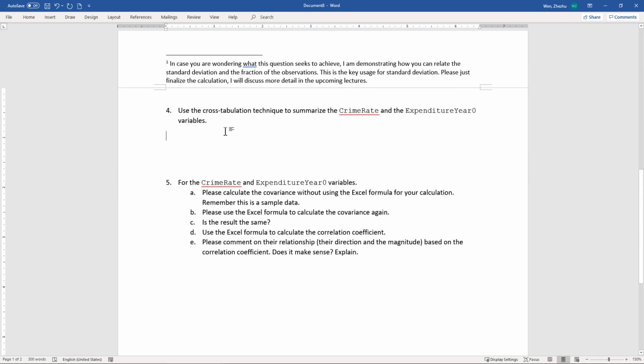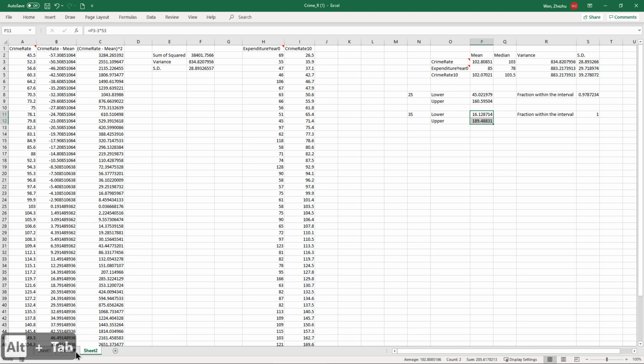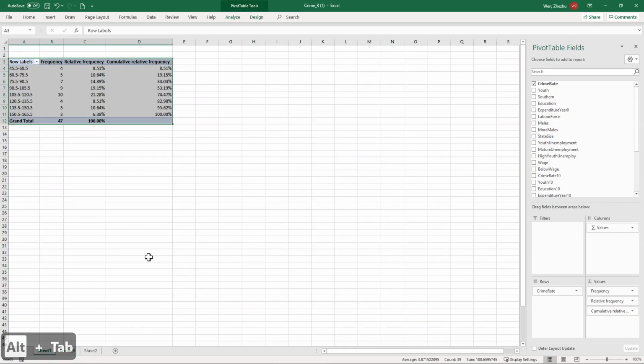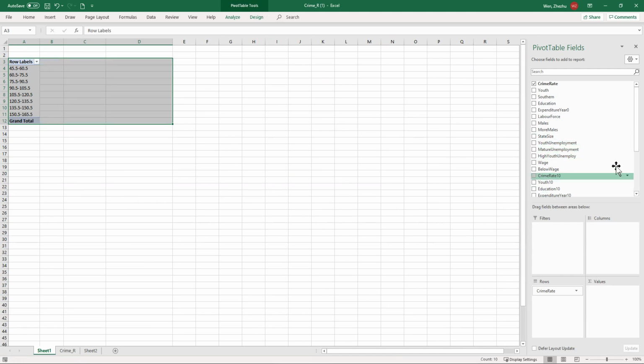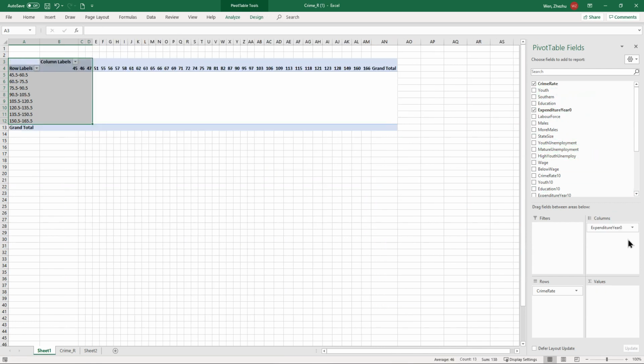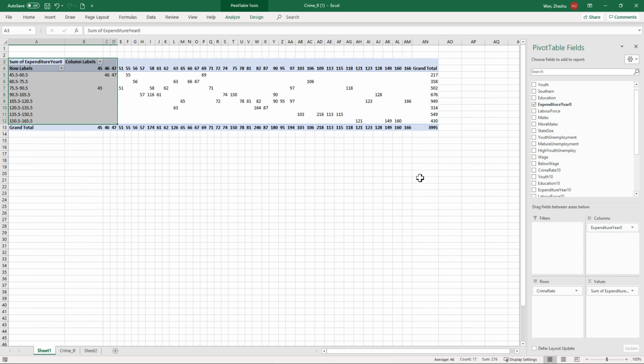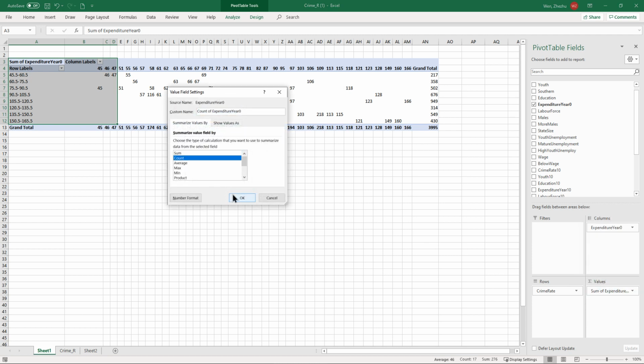Number 4, use the cross-tabulation technique to summarize the crime rate and expenditure year 0 variable. So this time I'm going to be summarizing the crime rate with expenditure year 0. Let's go back. I think we already have one pivot table created here. Instead of this expenditure year, it's going to be dropped to here. And I'm going to do one more time here. We don't need sum here because I'm doing a frequency distribution. So I'm going to do the count again.